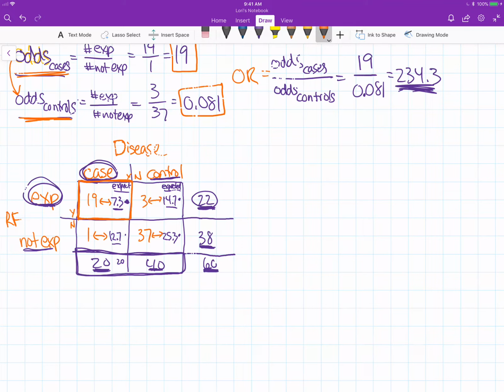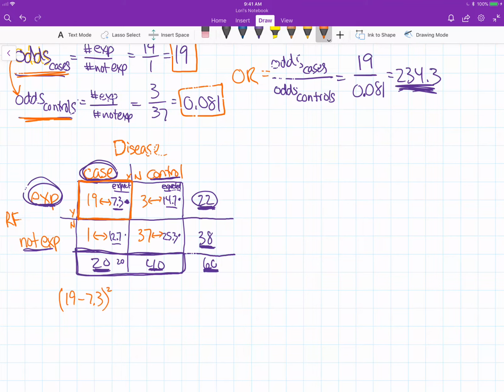Somebody came up with an interesting way of calculating those. First, let's do the top left corner. They said, I wonder how far away it is. So they took 19 minus 7.3. We want to see the difference, and then we want that difference to be squared.